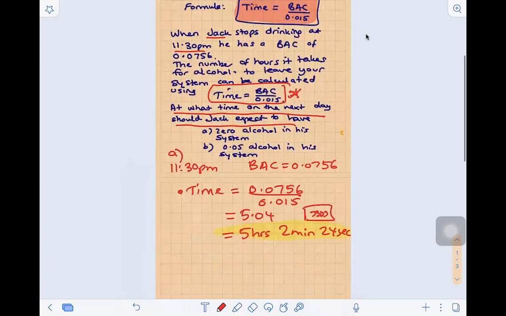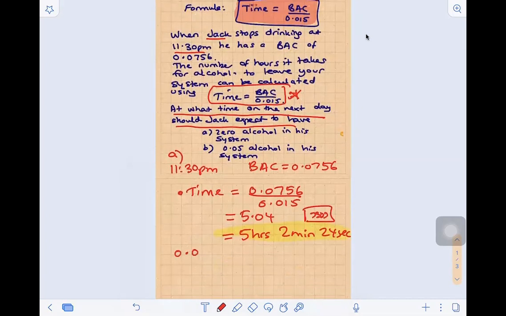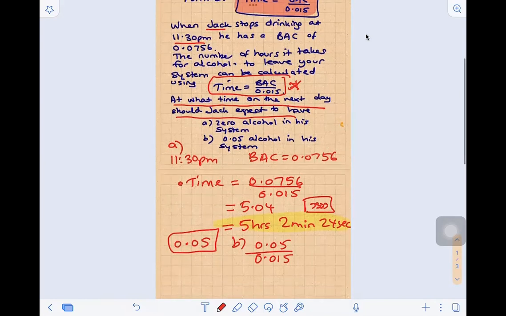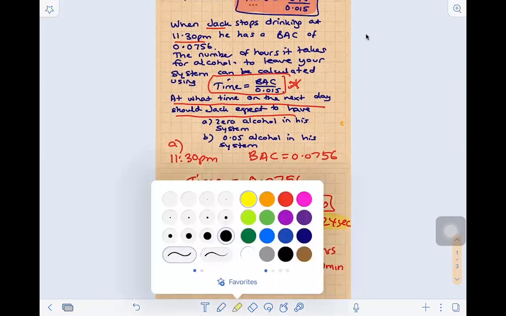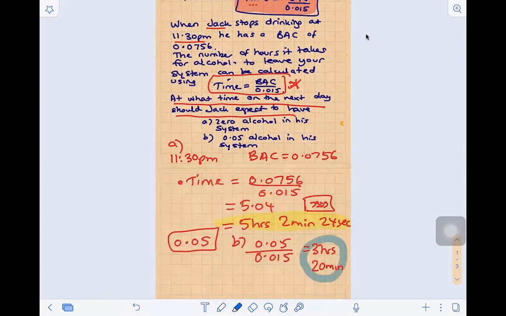All right, so I wonder how long would it take to have 0.05 alcohol in his system. So if we put 0.05 over 0.015, so we go 0.05 divided by 0.015, and you look at that, you will have 3 hours and 20 minutes. So it takes 3 hours and 20 minutes for 0.05 alcohol to leave the system.